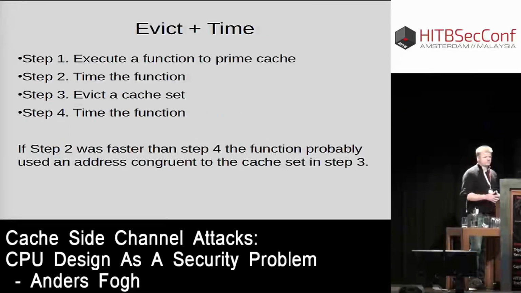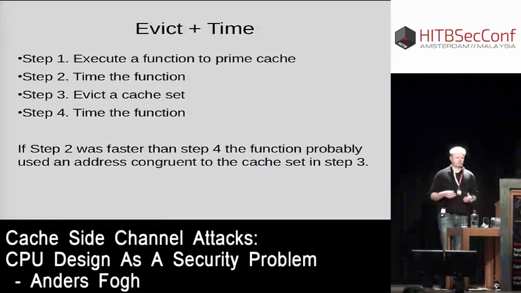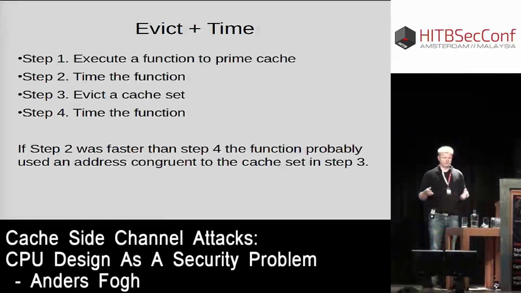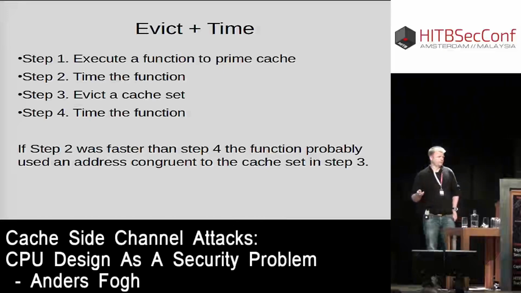So evict and time works in this way. We execute a function, and it'll set up the cache so that the next time we call this function, it'll go fast. And then we time the same function and use this as a baseline. Then we evict a cache set that we think is interesting, and we time the function again.